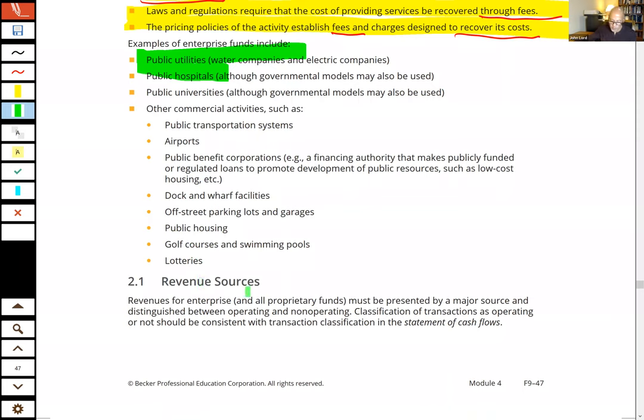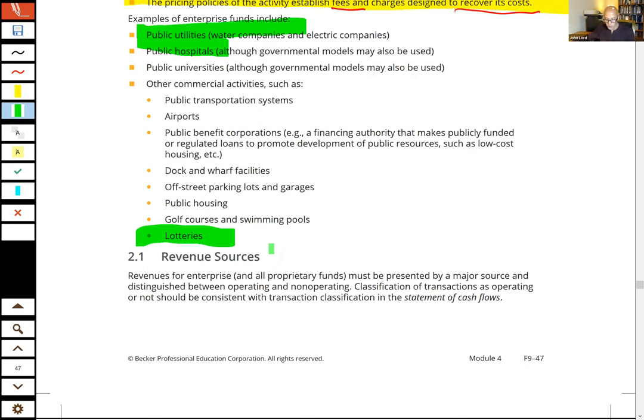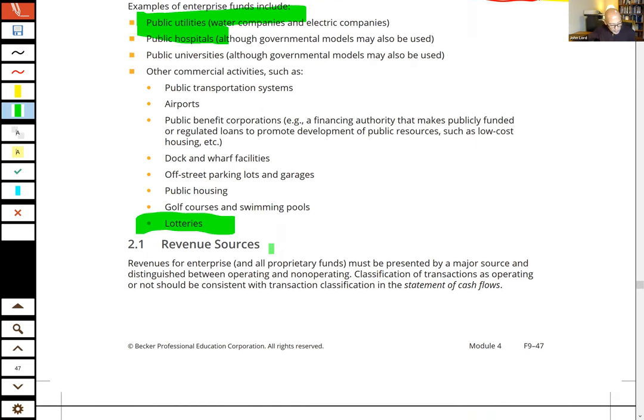Okay, the lottery: obviously we're going to finance that through user charges, right? Notice here too, public benefit corporations are accounted for as an enterprise fund. Just flashcard that. That's just something you've got to flashcard.